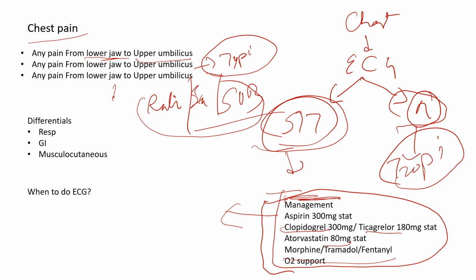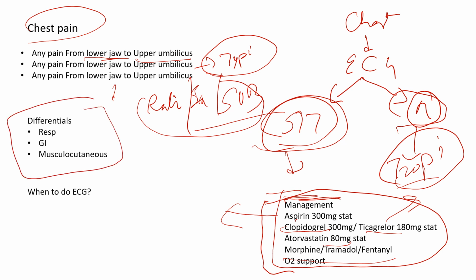Any chest pain patient should always get management done, even if the ECG is normal. While we are waiting for the troponin, we will have to give the loading dose to the patient, because this will give us the time to wait for the troponin reports. The differentials can always be respiratory conditions, pleuritic chest pain, GI conditions, or musculoskeletal conditions. And we should always get an ECG done in any kind of chest pain.